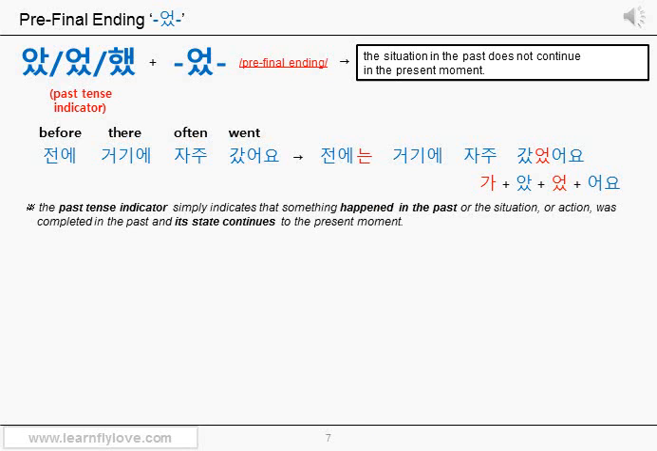전에는 compared to the present. 전에는 거기에 자주 갔었어요. I would go there often before compared to the present. Okay? Let's see the next sentence.